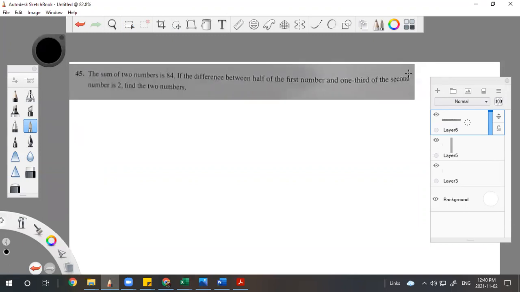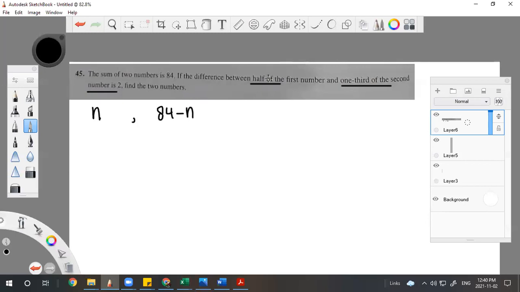So the sum of two numbers is 84. Okay, the difference between half of the first number and 1/3 of the second number is 2. Okay. The sum of two numbers is 84. Kalau jumlahnya angka itu ya, the sum kan jumlahnya ya. Oke, jumlahnya gimana? Jumlahnya itu 84. Berarti one number is n, the other number will be berapa? 84 subtract n. Right? Soalnya kalau ditambahin jadi 84 gitu. So if one number is n, the other number is 84 minus n.